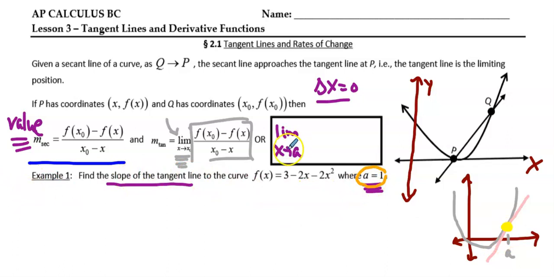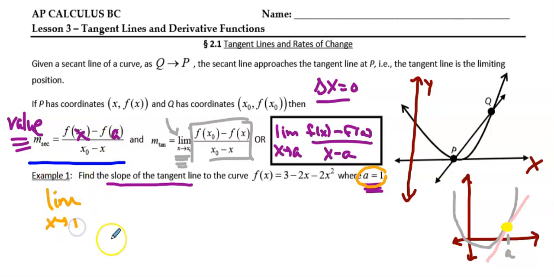So if you're looking at this limit as x approaches A, then we're going to take the function and subtract f of A, all over x minus A. So this is the equation that we're going to use for this. And so we're going to do the limit as x approaches 1. The first part of the equation is just what f of x is. It's given to us right here.